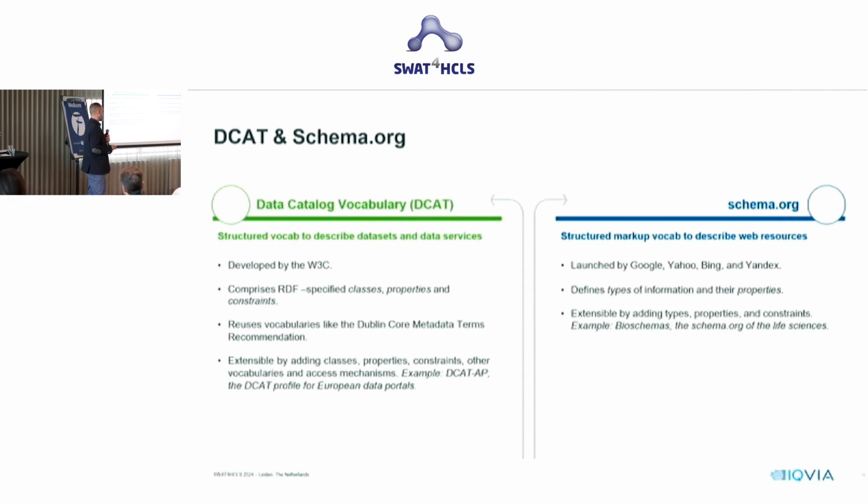On the other side, we see schema.org. It's a markup vocabulary. In this case, it was launched by Google, Yandex, Bing, and Yahoo. And in this case, it's used to describe web resources. It also defines different types of information and their corresponding properties. And it's also extensible. So you can define your own, again, types, properties, and constraints. And Bioschemas is an example of this extension. It creates different specific elements for the biology space.